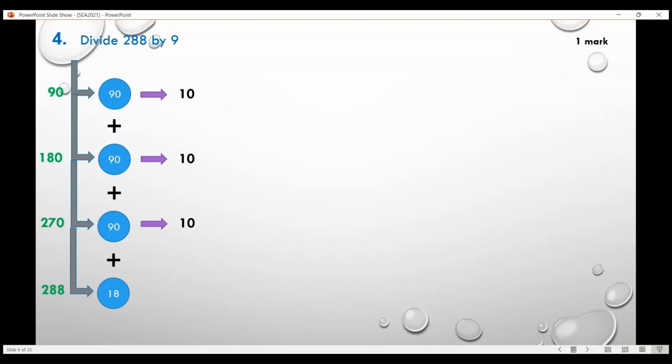So we have 18, 9 into 18. We're going to get 2 groups. So we got 10 groups in the first one, 10 with the next, 10 with the third, and 2 more. So how many groups of 9 do we have in all? 32 groups of 9.